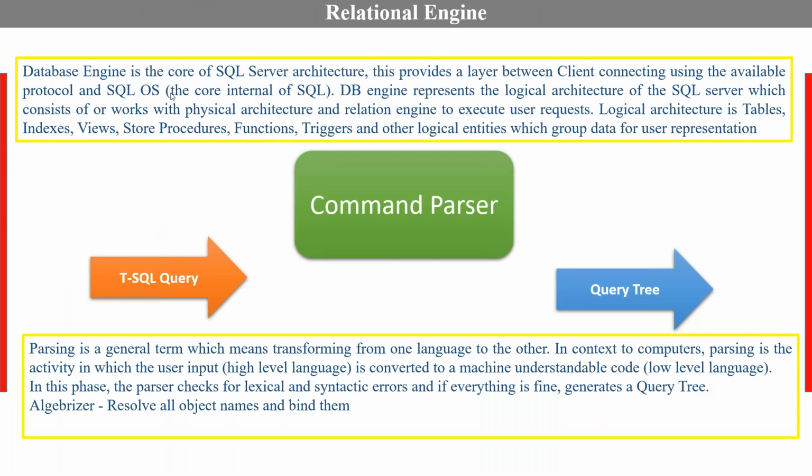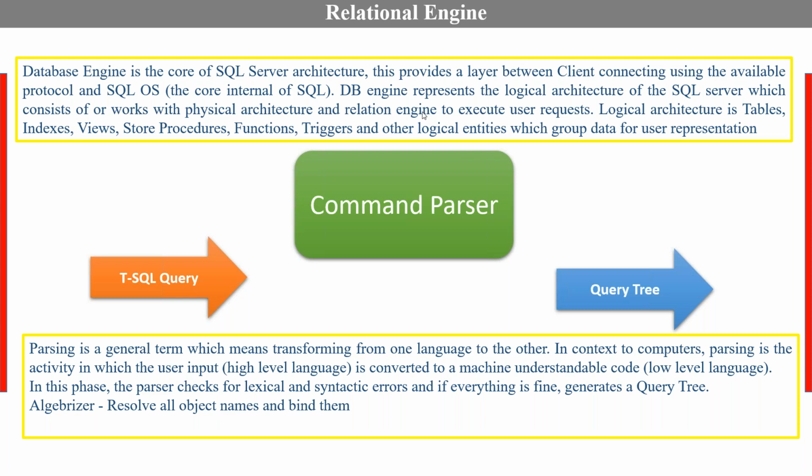The database engine is the core of SQL Server architecture, providing the layer between your client connection using the available protocols and the SQL OS. The DB engine represents the logical architecture of SQL Server, which works with the physical architecture and the relational engine, as we discussed. It is a major component of the entire SQL Server; everything you perform here happens once you connect to the database engine. Command parser, query optimizer and query executor belong to the relational engine.